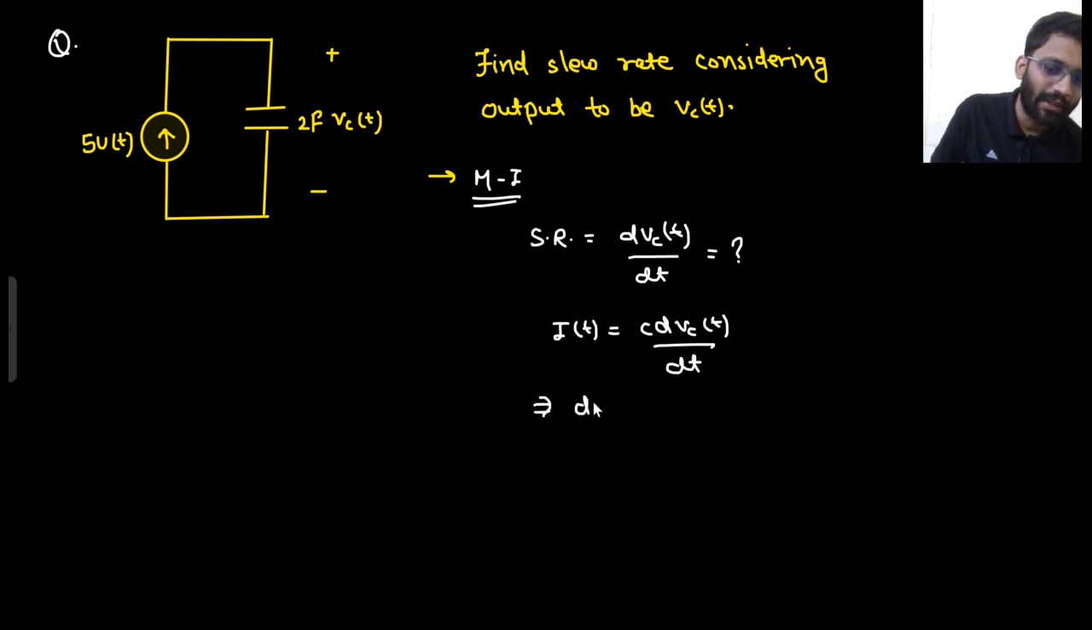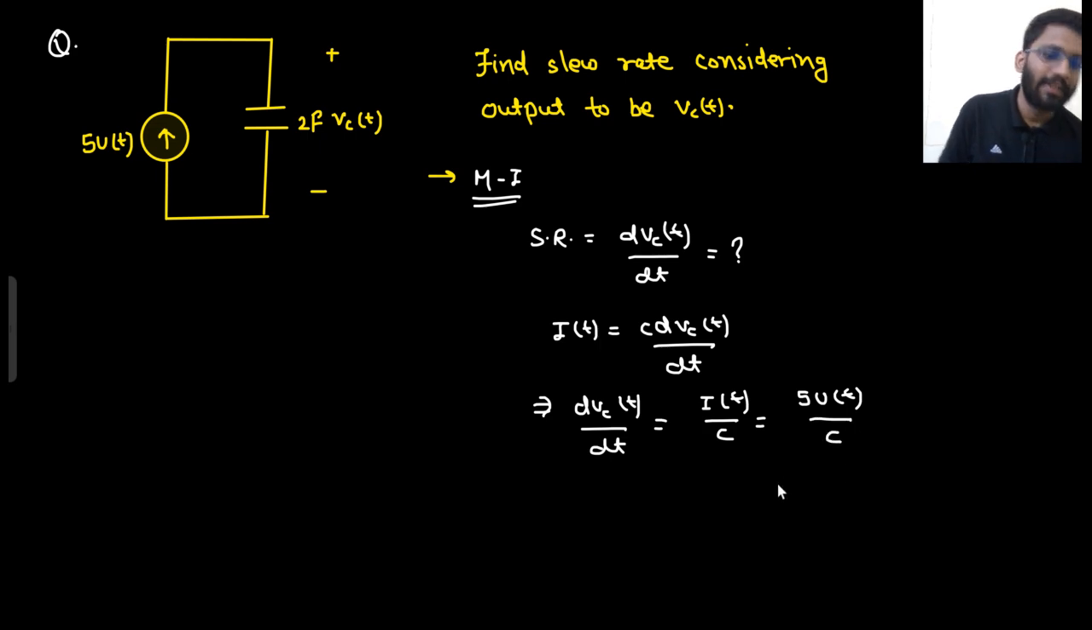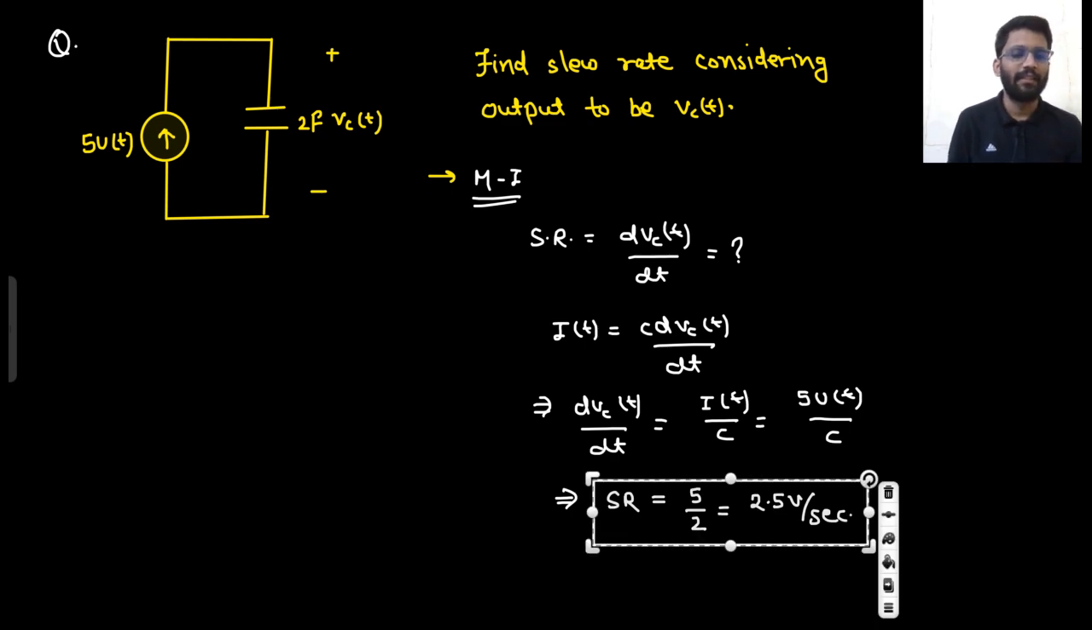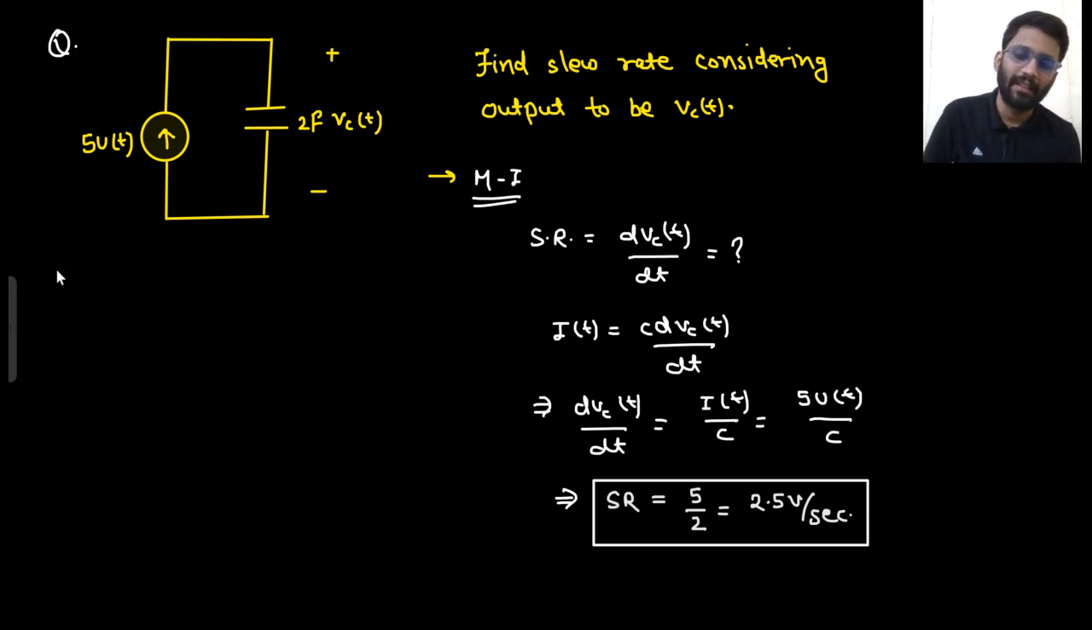What will be your dVct by dt? That would be IT by C, or you can write 5 ut by C, or basically it is 5 by C. So your slew rate is 5 by C. C is 2 farad. So that would be 2.5 volt per second. This is simply the formula. Let's understand it by the method.